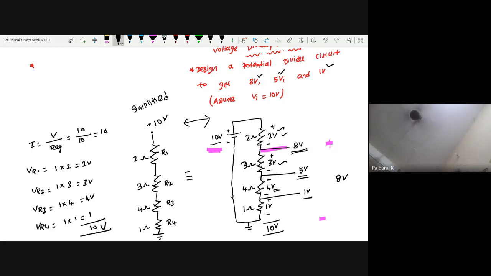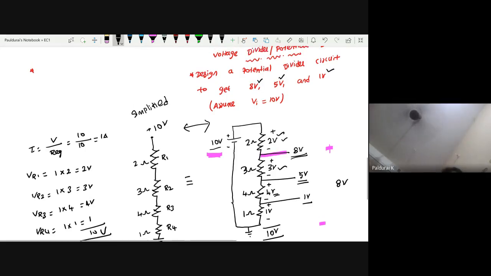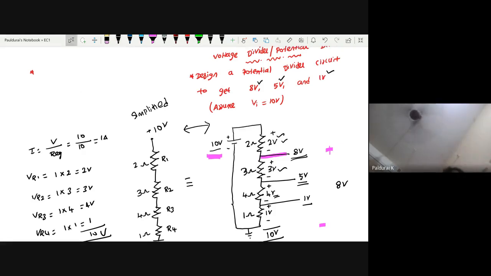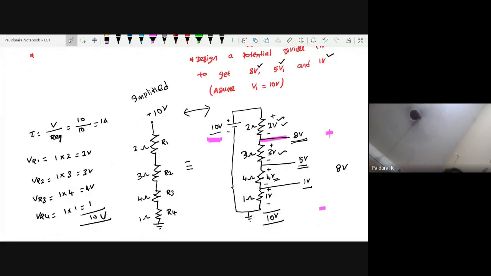This circuit is called a voltage divider, or otherwise the potential divider, because you know what is happening here. You are applying some 10 volt. It is divided, right? It is divided as 8 volt here, and 5 volt here, and 1 volt, right? So this circuit is called a potential divider, otherwise voltage divider.